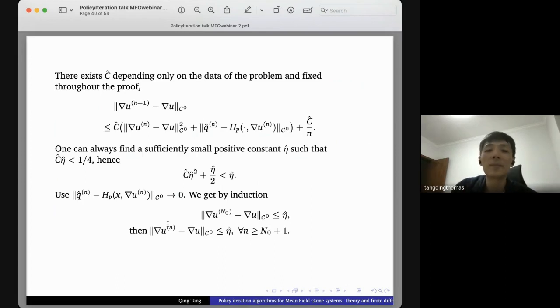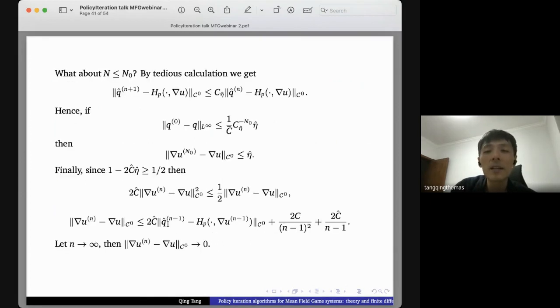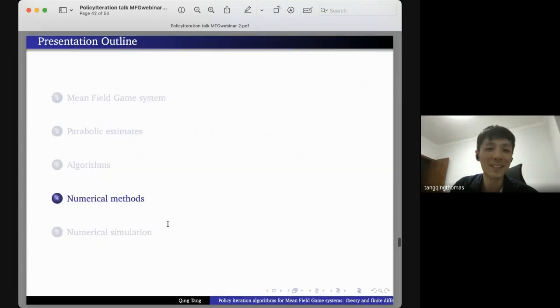Then, N0 is already fixed and eta hat is fixed, and I can show that if I start the first iteration very close to the true control or policy, which can be obtained from the stable solution, then in a finite number of steps I can always get there and remain in the ball. And finally I can show convergence. So I split it into two parts and just use some estimate results. It's a bit of tedious calculation.